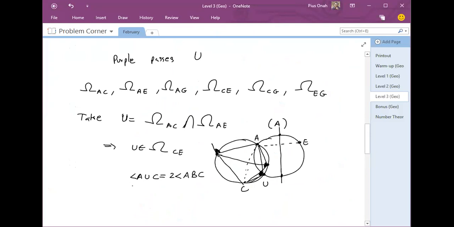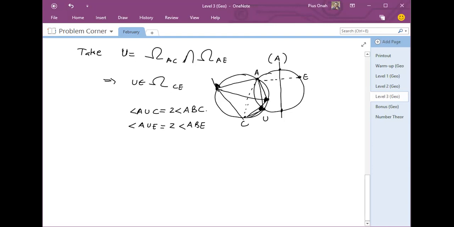So we have this, and in a similar way, we also have AUE. The same U is this A, B, E. So once again, B is not unique. We could use D, F, or H.